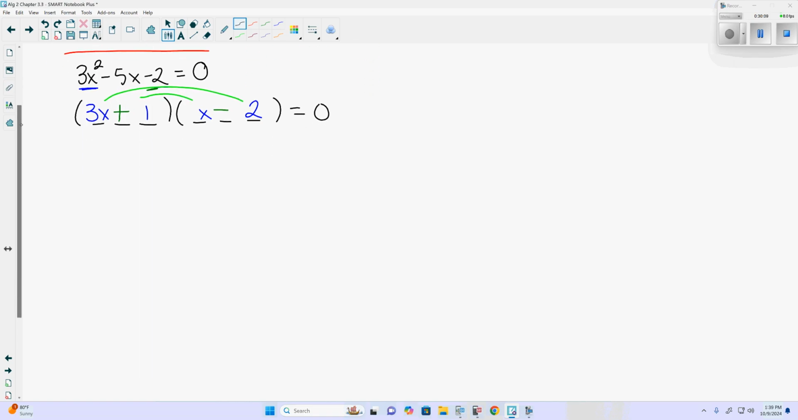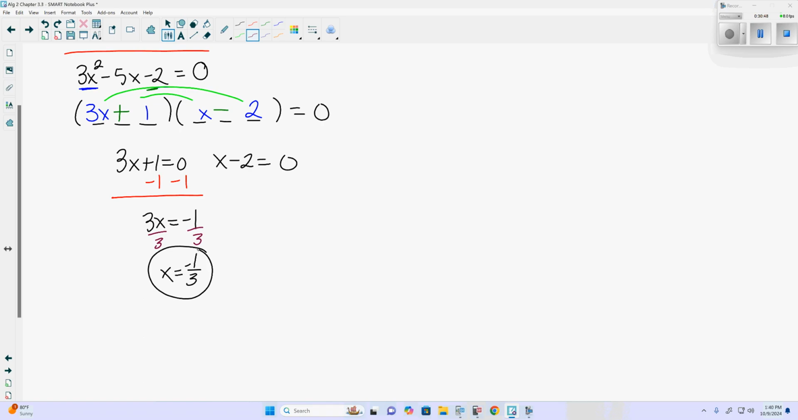Now at this point here, we just need to solve for x. Since we have two things multiplied together to equal 0, one of these two has to be 0. Either 3x plus 1 is equal to 0, or x minus 2 is equal to 0. Well, with our 3x plus 1 to solve, first thing we'll need to do is subtract 1 from both sides, telling us 3x is equal to negative 1. And last but not least, we would divide by 3, telling us x is equal to negative 1/3.